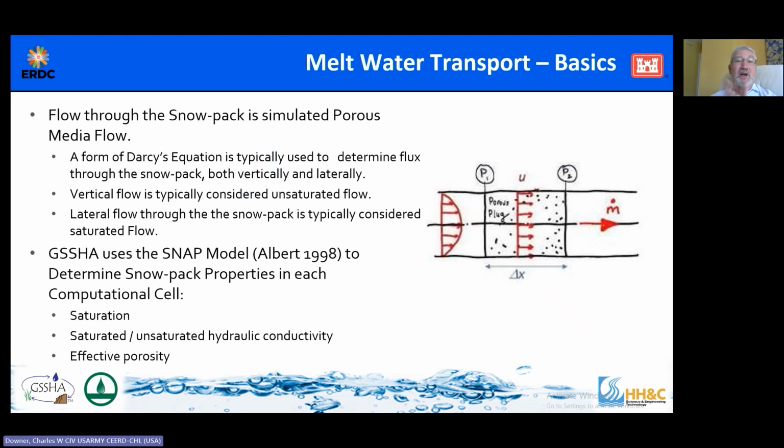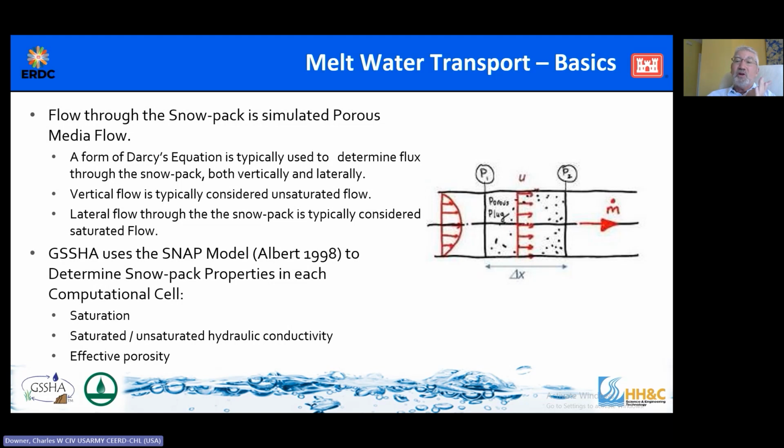The flow of the snowpack to simulate is porous media flow. That means we use Darcy's equation to determine both the vertical and the lateral flux through the snow. So vertical flow is typically considered unsaturated flow. And lateral flow through the snowpack is typically considered saturated flow. Basically, if you're flowing down, then you're flowing through the entire snow profile, and that's an unsaturated porous media.